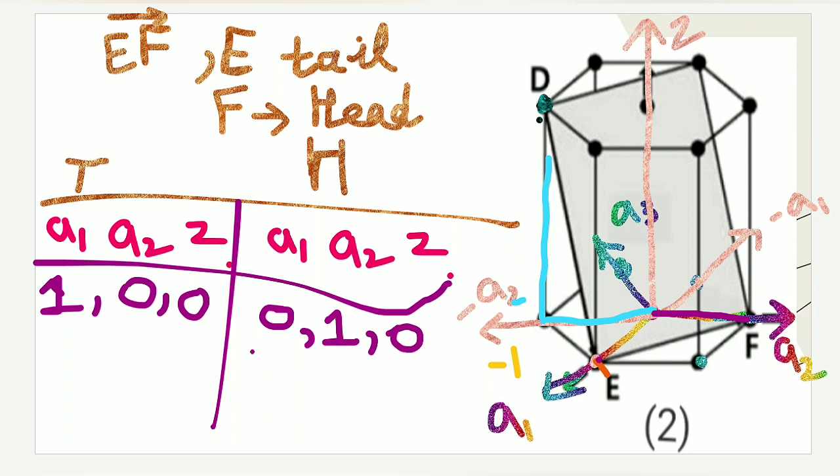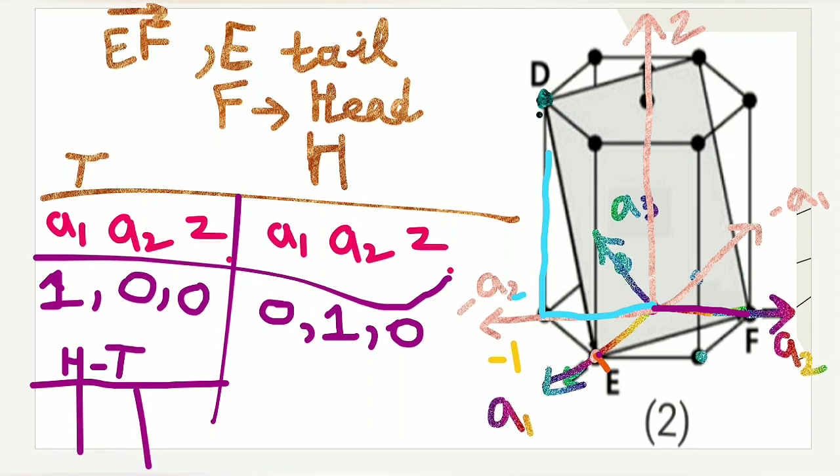Now we need to calculate head minus tail. That is something that we have to calculate now, and we have to do it for all three coordinates separately. That's super easy. You can write this statement, subtracting tail from head, or you can simply write the operation that you are going to perform, that is H minus T, head minus tail coordinates.